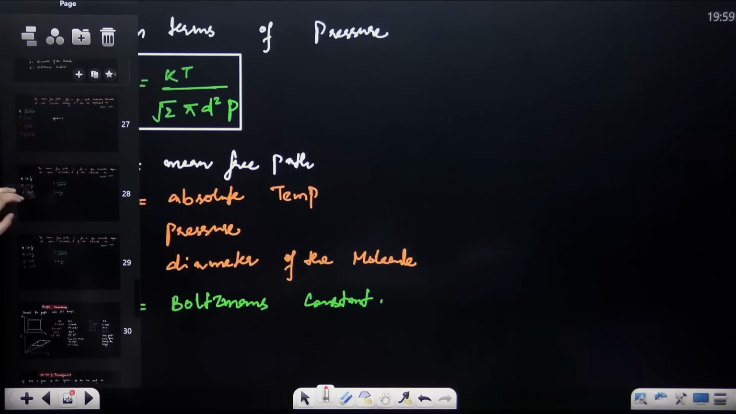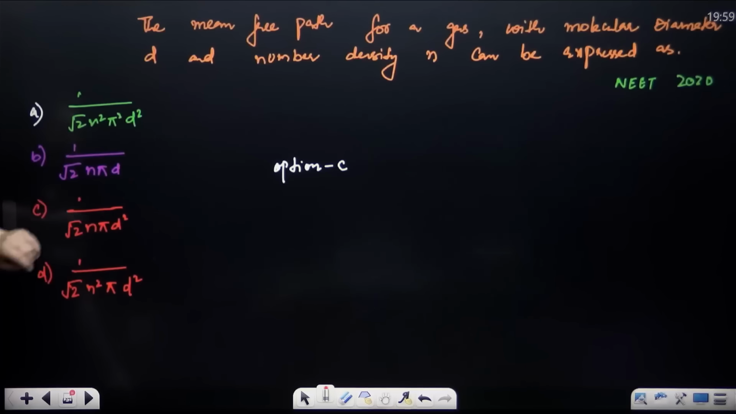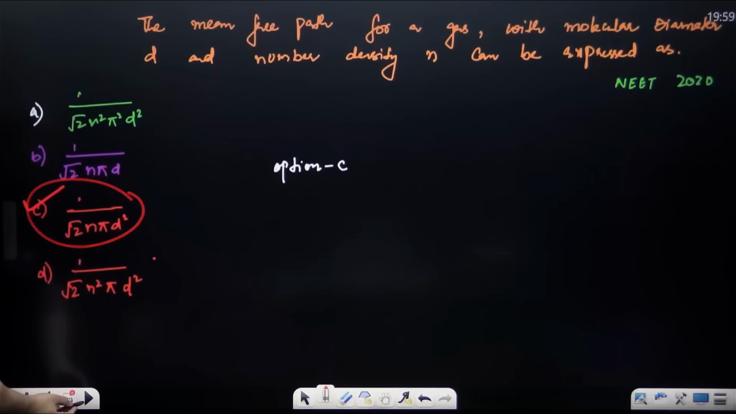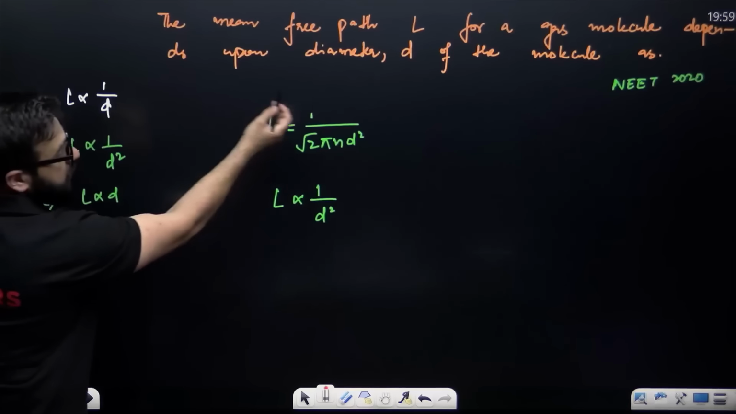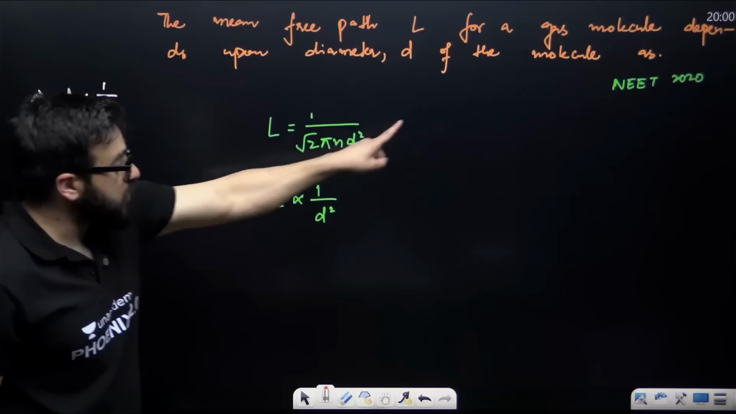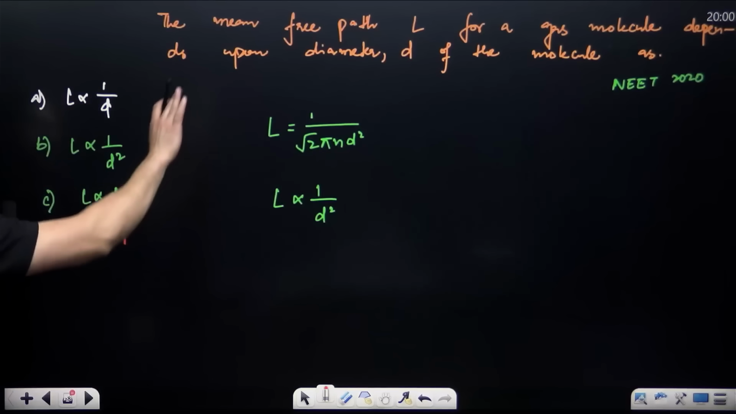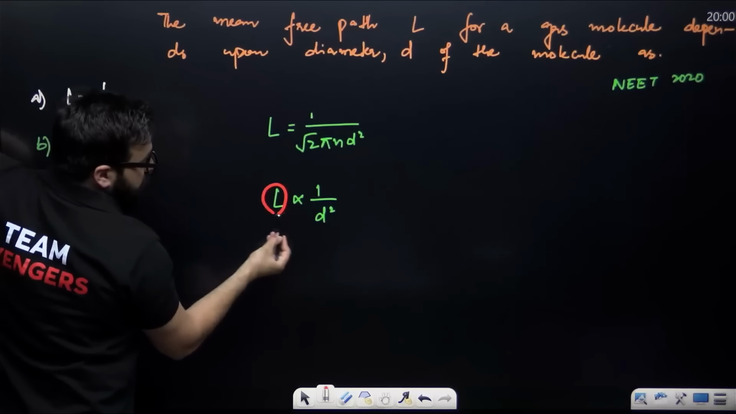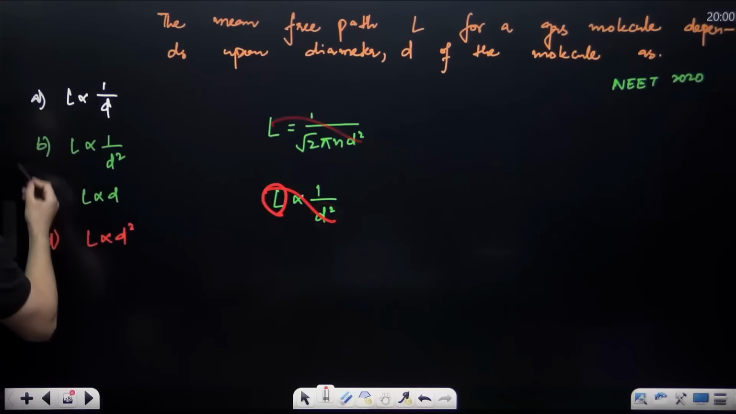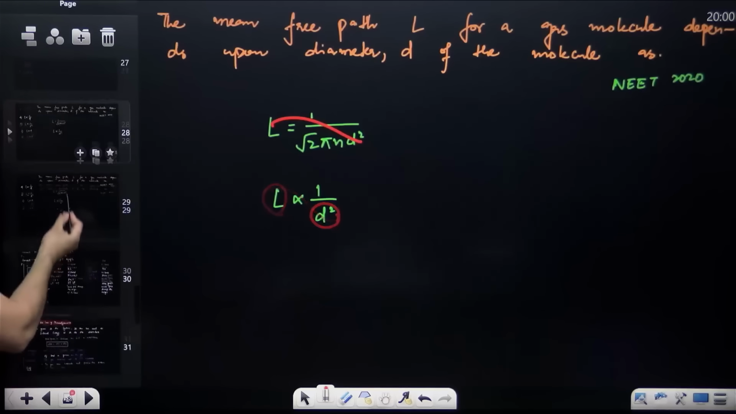This is the formula you can see over here. This was the question asked in NEET 2020. What is the relation between mean free path and d? L is inversely proportional to d square, so I would say option B in this particular case.